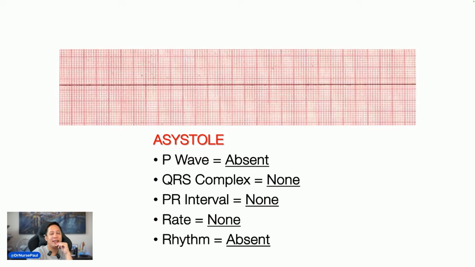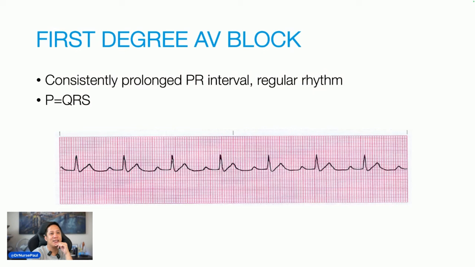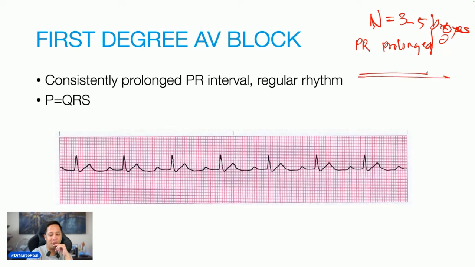Let's go further to your blocks. First degree block. We're talking about AV block. The one thing that I want you guys to remember is the PR interval. Let's go through this very quickly. PR interval is prolonged, right? What's the normal PR interval? 3 to 5 boxes. If the PR is prolonged, there should be more than 5 boxes.